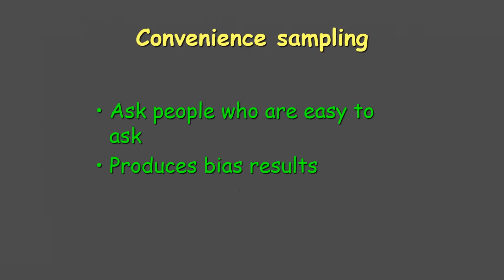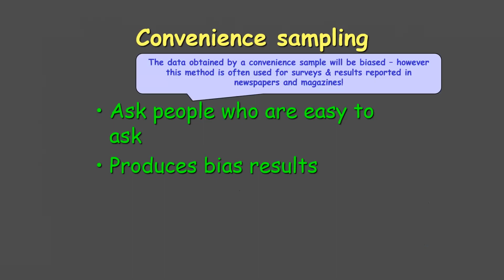Okay, if I'm only asking friendly looking people in the mall, am I really going to be getting data from everybody? If I'm asking about their mall experience, and I'm only asking friendly people, I'm probably not going to be getting data from the unfriendly people, because they're the ones that are probably having an issue. The data obtained would be considered biased.